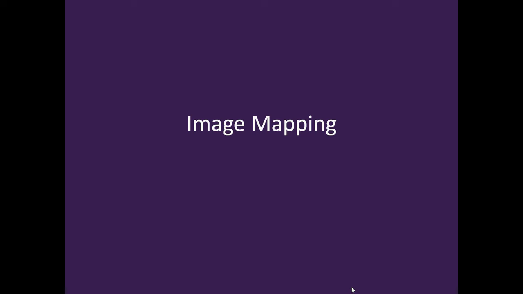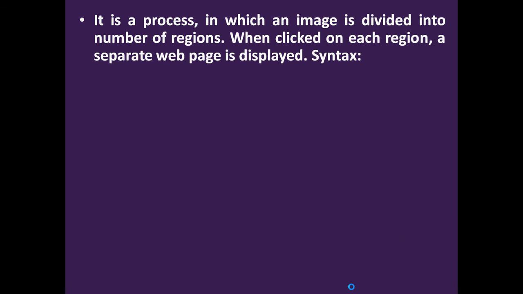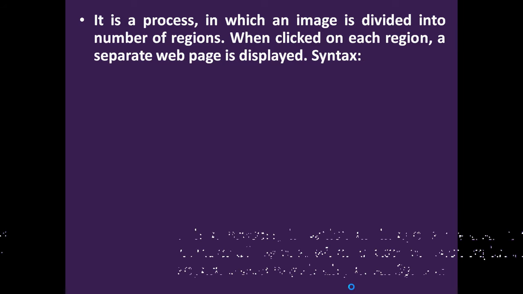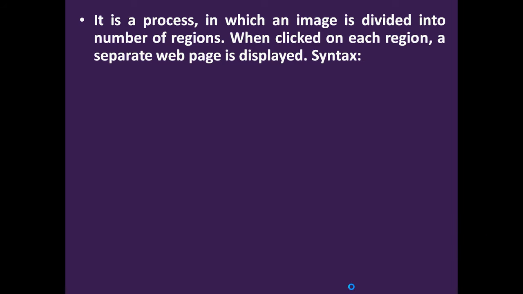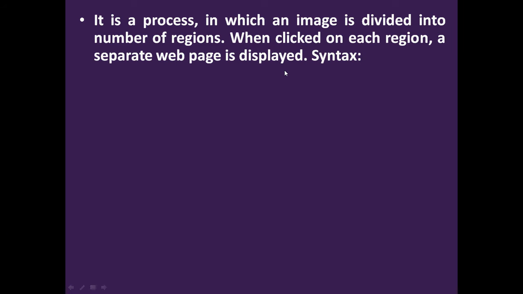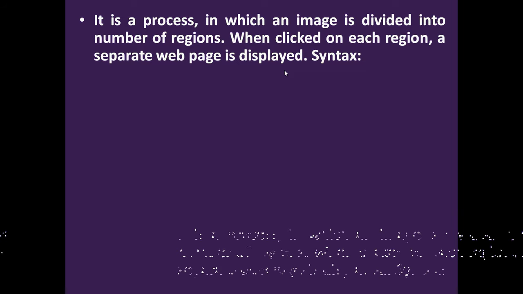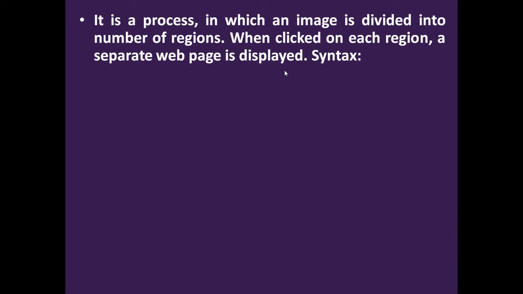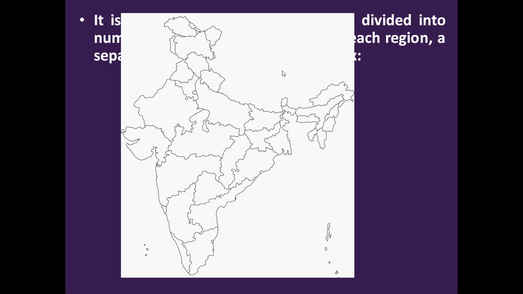Hello friends, today let us understand image mapping in HTML. Image mapping is a process in which an image is divided into a number of regions, and when clicked on each region a separate web page will be displayed. That is, generally an apple or a banana, a cat, maybe these may be images, but when it comes to say something like an India map.